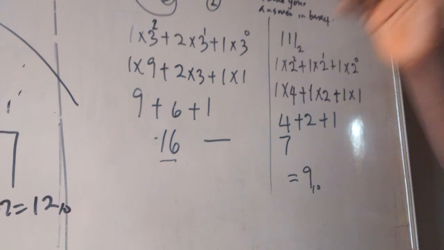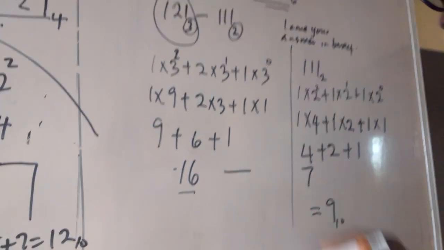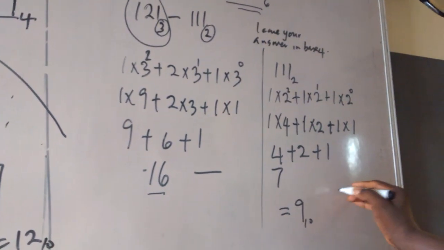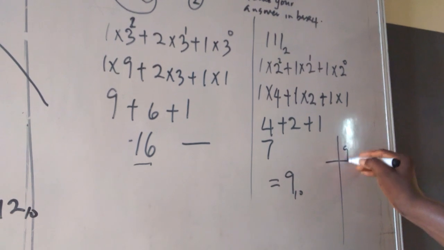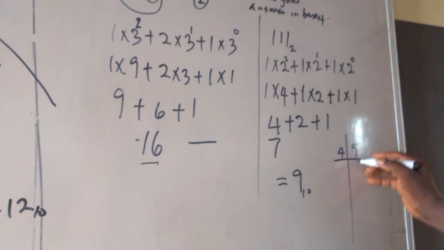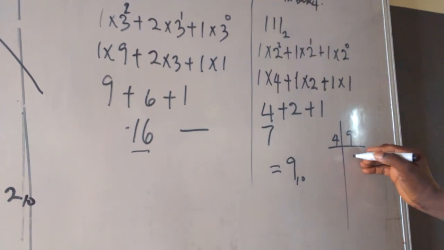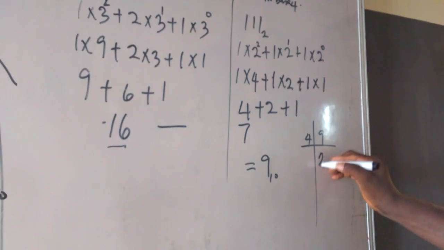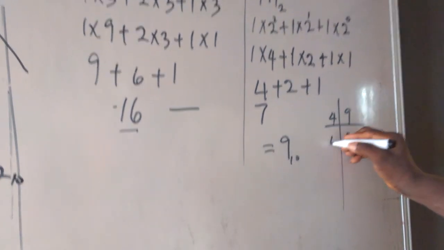But the question says, leave your answer in base 4. So what do I do? The same way, I rule my line. I put my 9 here and I put my 4 here. How many 4 can go in 9? 2, remainder 1.